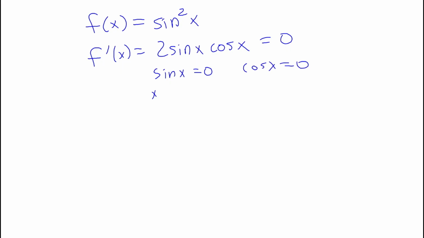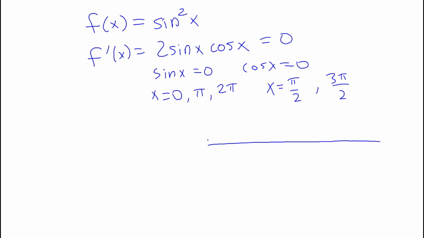Well, that'll be at x equals 0, pi, and 2 pi. And cosine is equal to 0 when x is pi over 2 and 3 pi over 2. Okay? So now we just make a sine chart with all these values, and we would have put 0 and 2 pi on it anyway, because we know that those are our endpoints of our domain here this time. But now we'll just plug some things in.